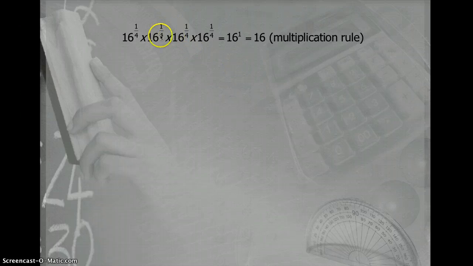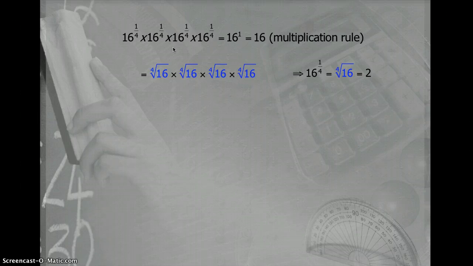We are using the multiplication rule. If we rewrite 16 raised to 1/4, it is equal to the 4th root of 16. This means that if you multiply 2 by itself 4 times, 2 times 2 times 2 times 2, it will give you 16. So let's rewrite this: 4th root of 16 times 4th root of 16 times 4th root of 16 times 4th root of 16 is equal to 2 times 2 times 2 times 2, which is equal to 16. This 16 is the same as the 16 above.